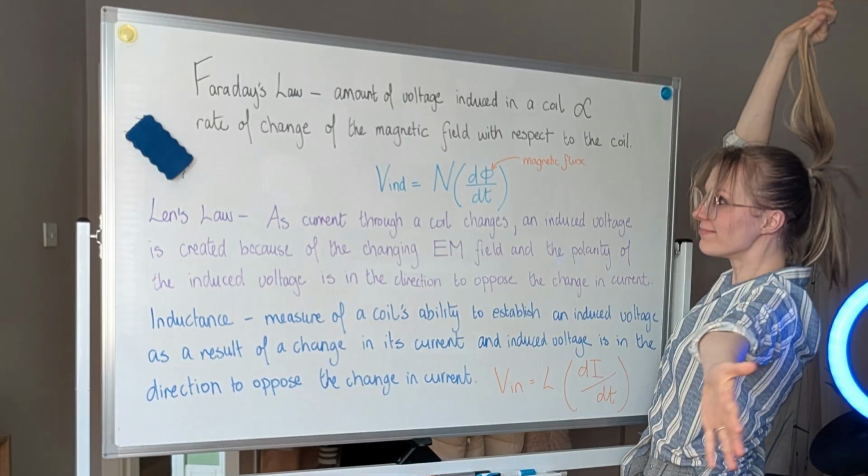So finally, looking at the definition, inductance is the measure of a coil's ability to establish an induced voltage as a result of change in its current, and the induced voltage is in the direction to oppose the change in current. It's a bit of a combination of Faraday's and Lenz's law. Putting these together allows us to express the equation: V induced, the voltage induced, is equal to L, the inductance, times di dt, which is the rate of change of current, how current changes per unit time.